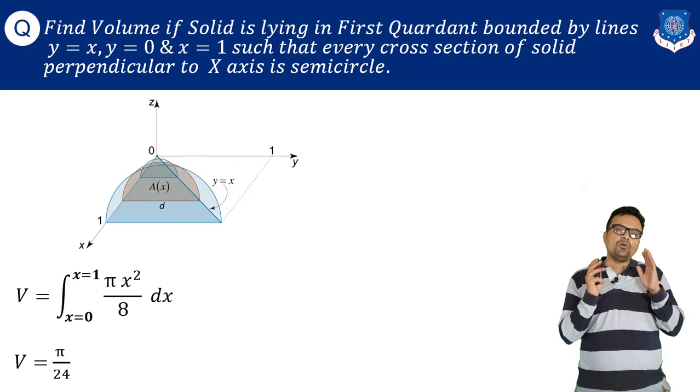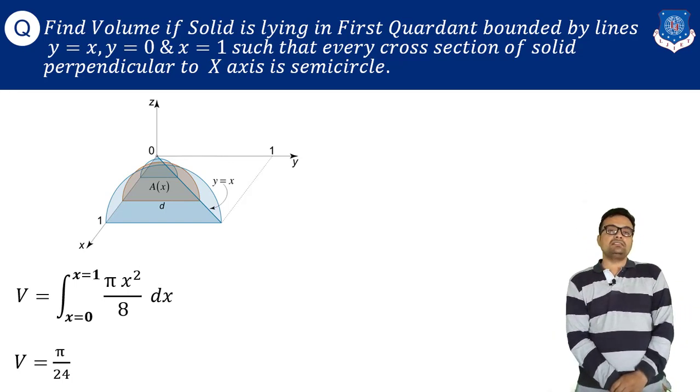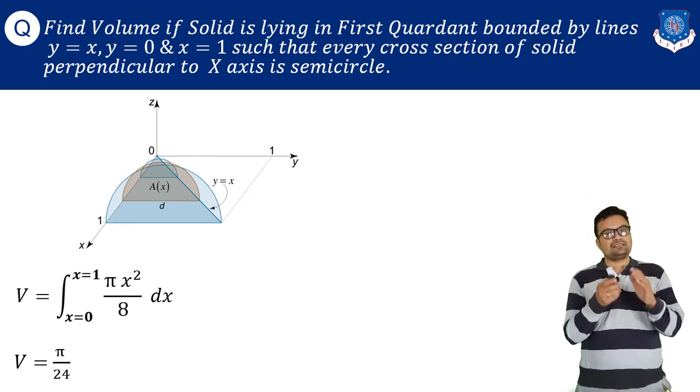So this is how very easily you can find the answer of any random volume using this method of cross section. You should try to find the volume of a sphere also using the method of cross section, as the cross sections are going to be circles. This is an exercise for you.